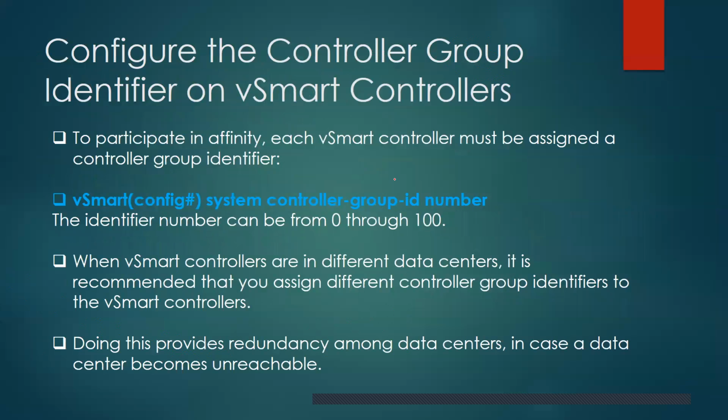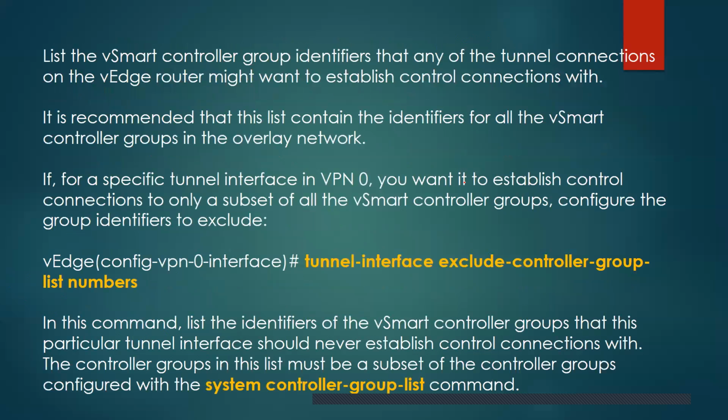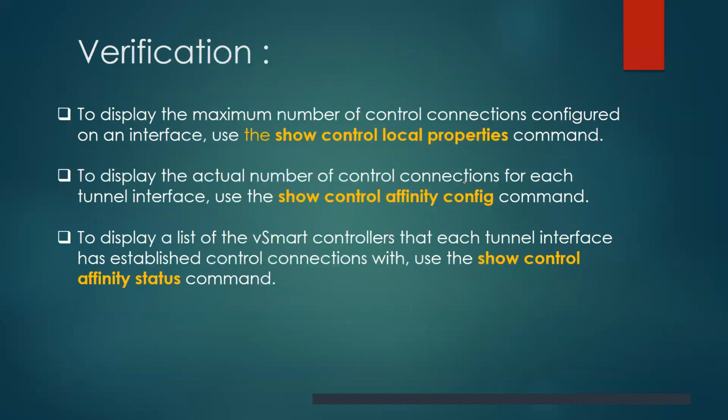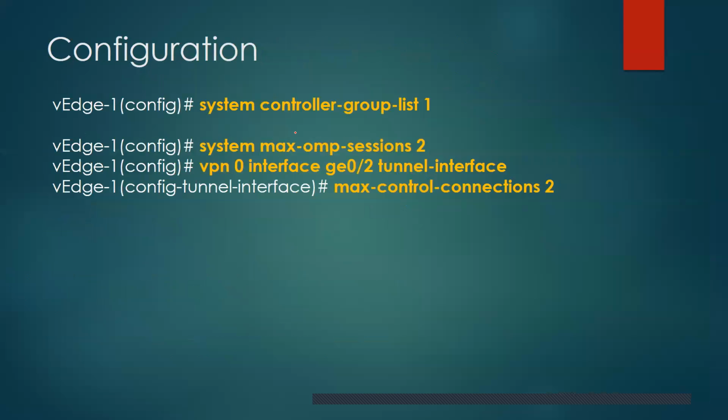So what configuration do you need? First of all, you have to go to vSmart, and in the vSmart, you have to create the controller group. I'm going to do the configuration, so don't worry about that. System controller group ID number. I have all the configuration in the same slide, so I will show that. I will configure all these things, whatever you are seeing here. This is the example. So I'll go to vSmart and do the configuration. In our case, I'll make 10 and 20.